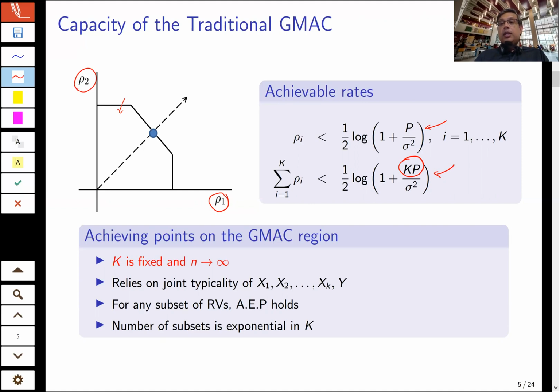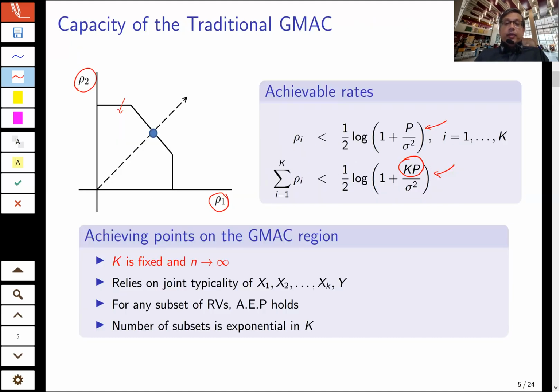In other words, the empirical estimate of the mean of log of the joint probability is very close to that of the joint entropy. And this needs to be true for every subset of these random variables. And you can see that there is an exponentially large number of subsets of these random variables. However, this is not a big problem in the traditional Gaussian multiple access case, because we fix k and we keep on increasing n. So in the limit as n becomes large, AEP holds for all these subsets of random variables.